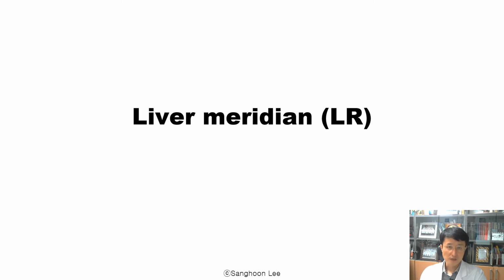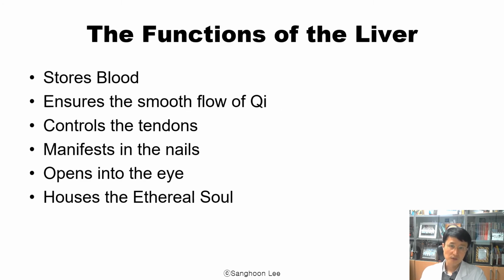Liver meridian. The functions of the liver: it stores blood, it ensures the smooth flow of qi, controls the tendons, manifests in the nails, opens into the eye, and houses the ethereal soul.